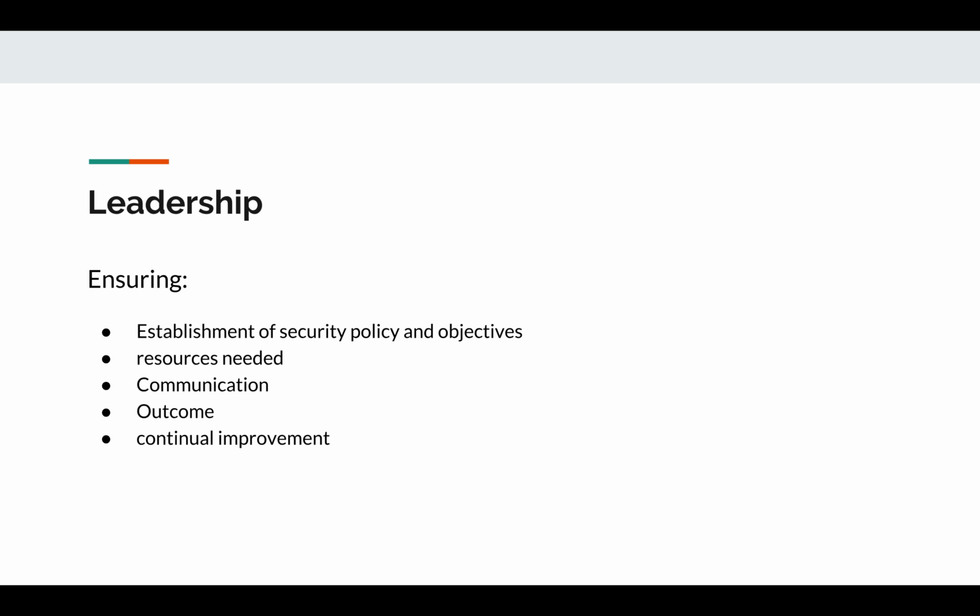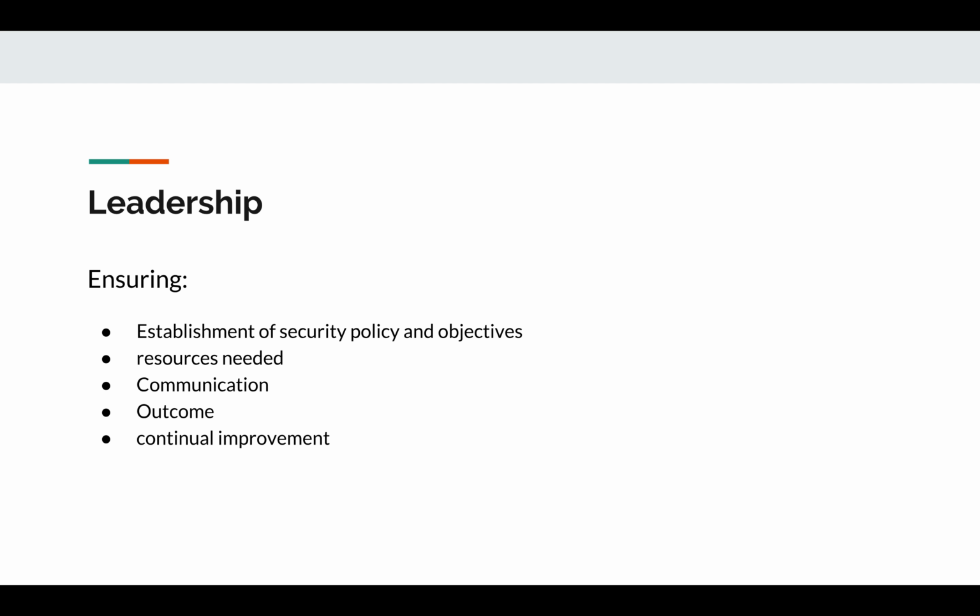The first thing is to ensure the establishment of security policy and objectives. Those policy and objectives should be compatible with the strategic direction of the organization. And then the leadership ensures that the resources needed are available. Also, they need to ensure effective communication.